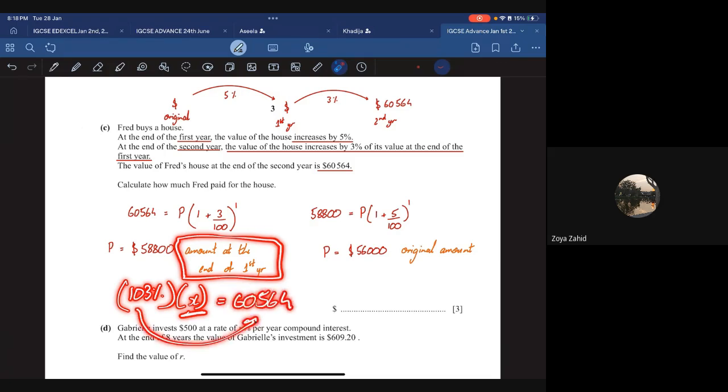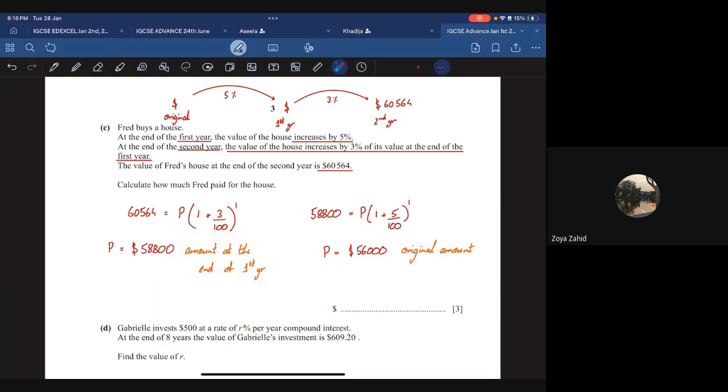And then you divided it by 60564, you would have gotten your value at the end of the year. Clear? Similarly, you would have done the same way over here. Once you have received the value at the end of the first year, you're going to simply divide it by 105% in order to get to the original amount. Why? Because if the original amount is X, 100, and after a 5% increase, that means there's a total increase of 105% in X to reach the amount at the first year.